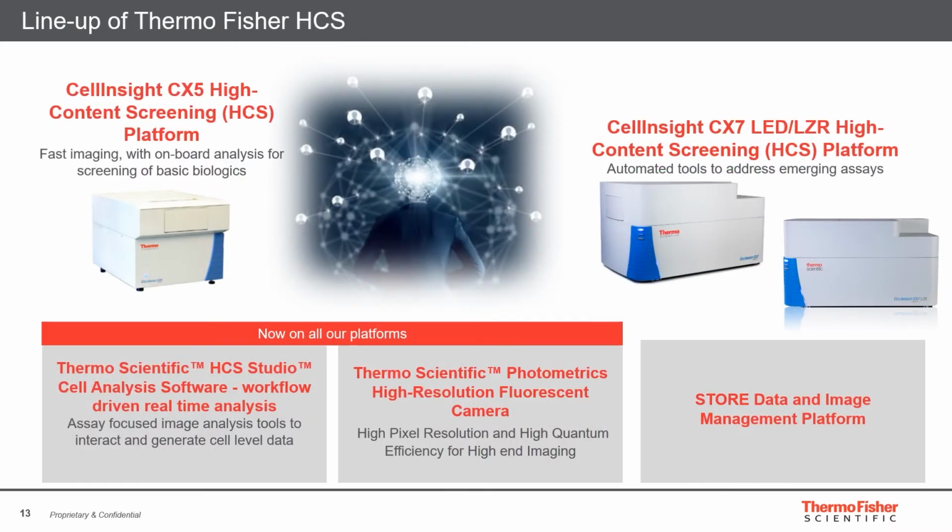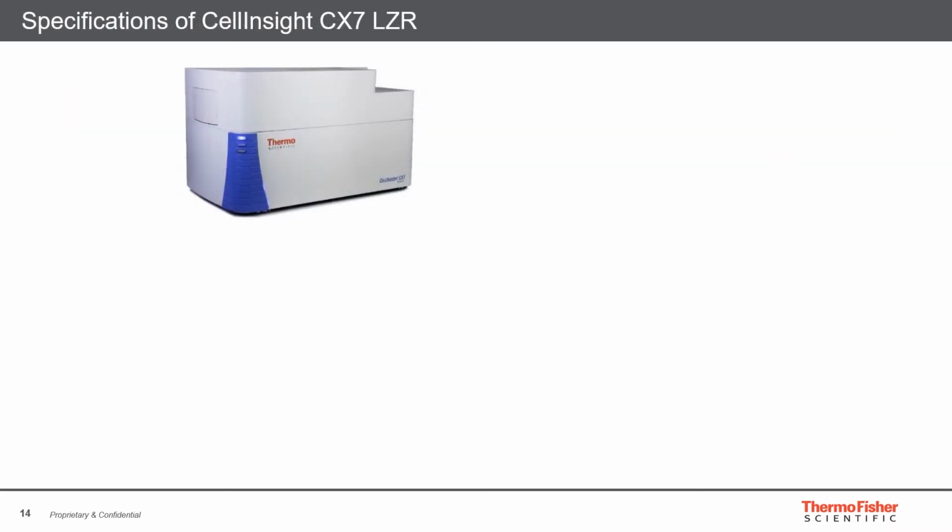Here's the lineup of our high content screening instruments. We have 3 models. CX5 has 5 LED light sources and is a kind of entry model of high content screening platform. CX7 has 7 LED, and CX7 laser has 7 lasers and an integrated confocal. Therefore, this is for emerging assays like 3D. CX5 and CX7 have the same HCS analysis software, high resolution camera, and Store data management platform. In this talk, I will focus on CX7 laser.